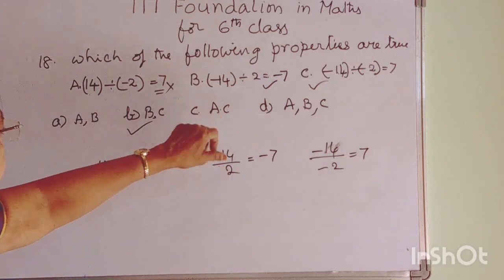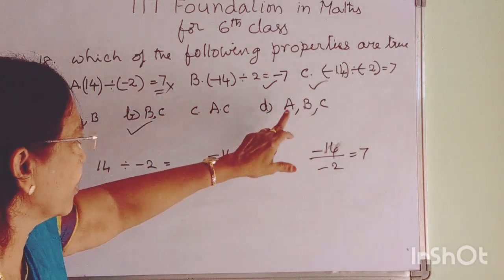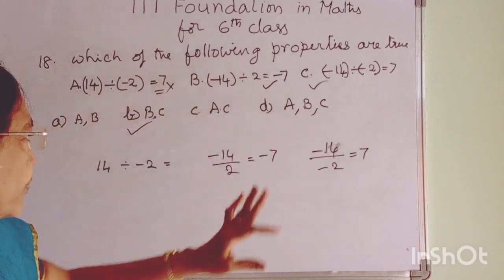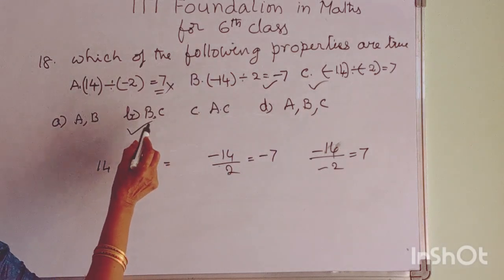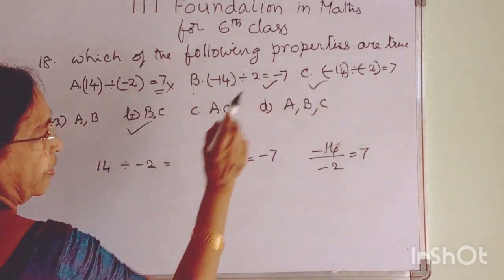Next, A and C. A is wrong. Therefore this is wrong. A, B, C. A is wrong. Therefore option B is correct. The statements B and C are true.